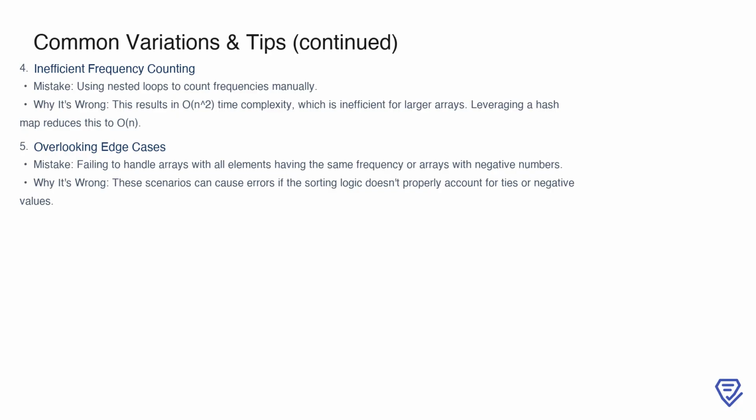Overlooking edge cases is also a critical pitfall. For instance, arrays where all elements have the same frequency or arrays containing negative numbers can break your solution if the sorting logic doesn't properly handle ties or account for negative values. It's essential to test against these scenarios to ensure your code is both comprehensive and error-free.